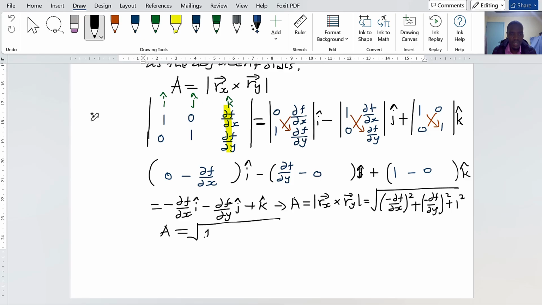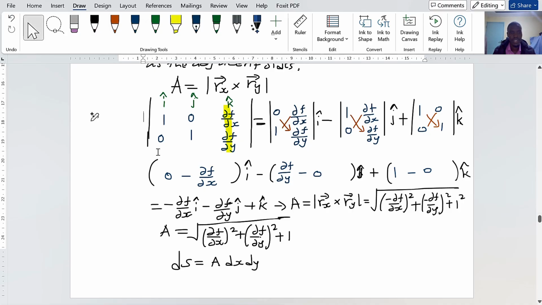I can start with 1. 1 squared is 1 plus, no, I may be confused with that. So we start with our x, which is df over dx squared, plus our df over dy squared, plus 1 squared, which is 1. Now our ds will be defined as area dx dy.